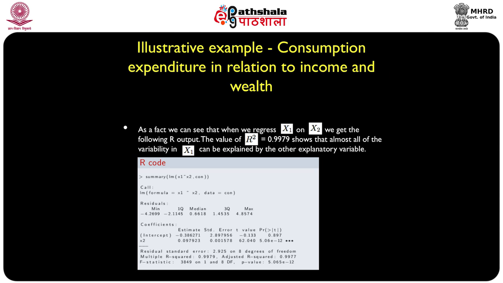Now, as a fact, we can further illustrate multicollinearity by regressing X1 on X2. When we regress X1 on X2 using R, we get the following R output, in which the R square, or the multiple correlation between the two variables, is 0.9979. This shows that almost all of the variability in X1, which is income, can be explained by the other explanatory variable X2, which is wealth.